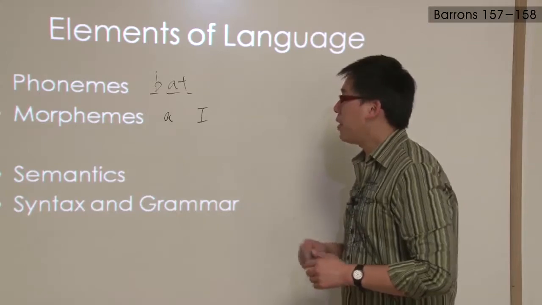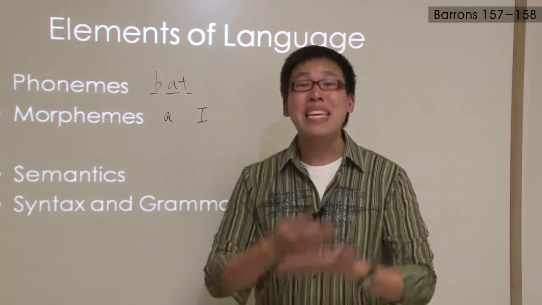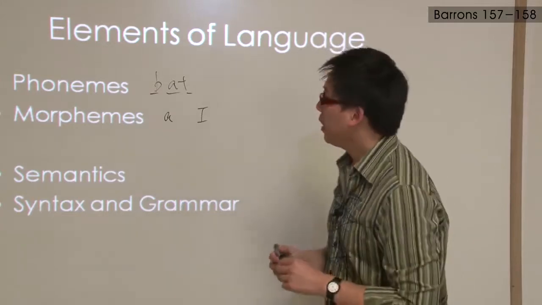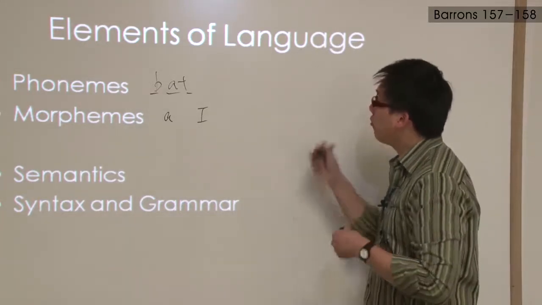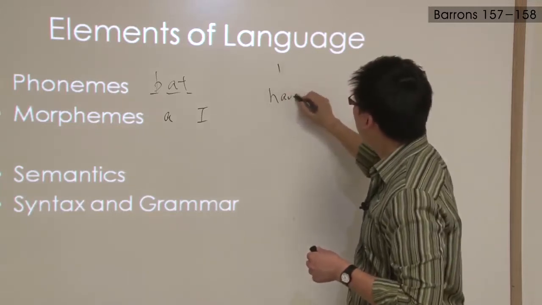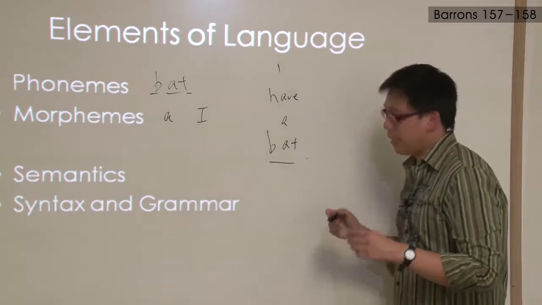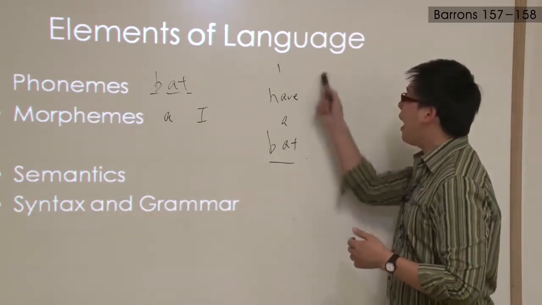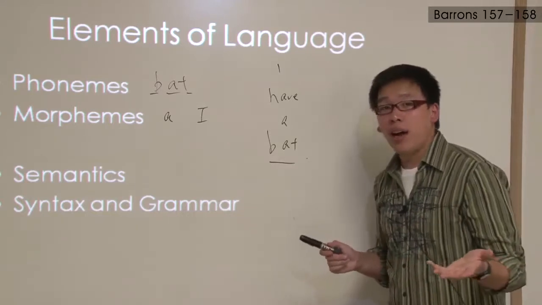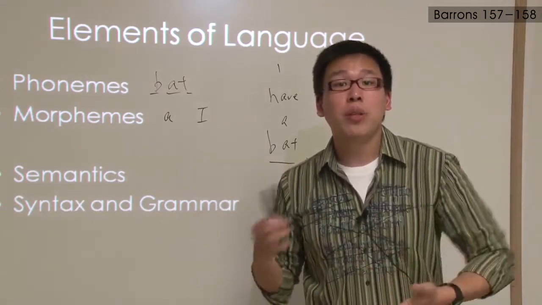The last part is syntax and grammar. That is the idea of how you organize these words into meaningful ideas. For example, I have a bat, that's how you arrange those 4 words. These are ways that you organize a sentence into something logical and understandable. If you put something like I bat have, then it becomes ungrammatical. Again, grammar is just the rules and logic of how to put these words together.